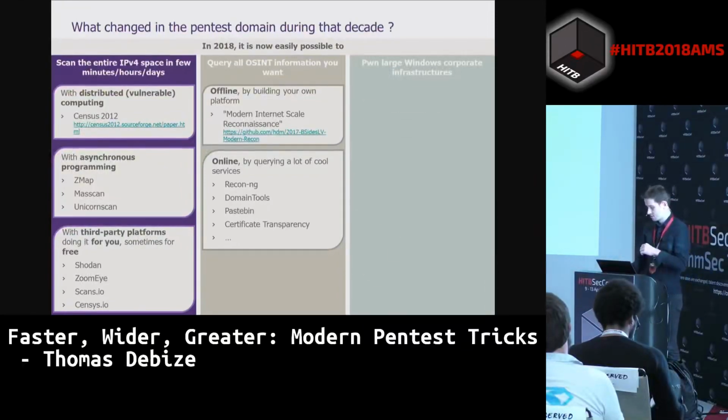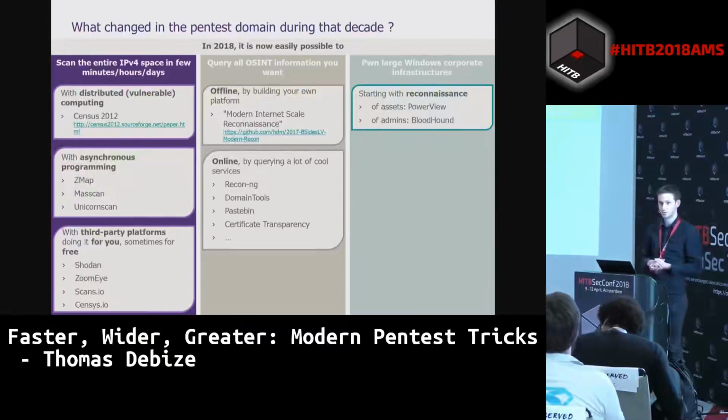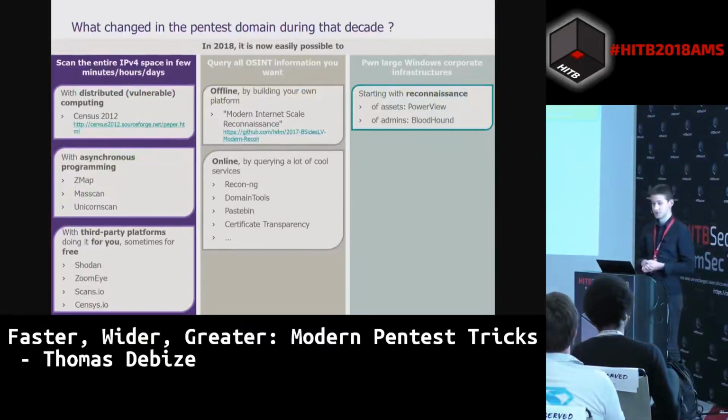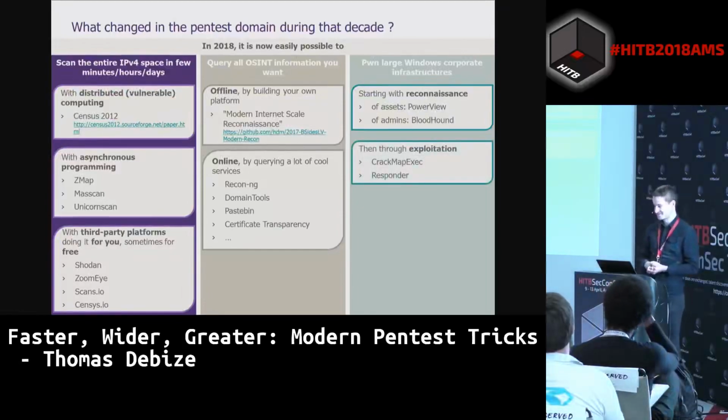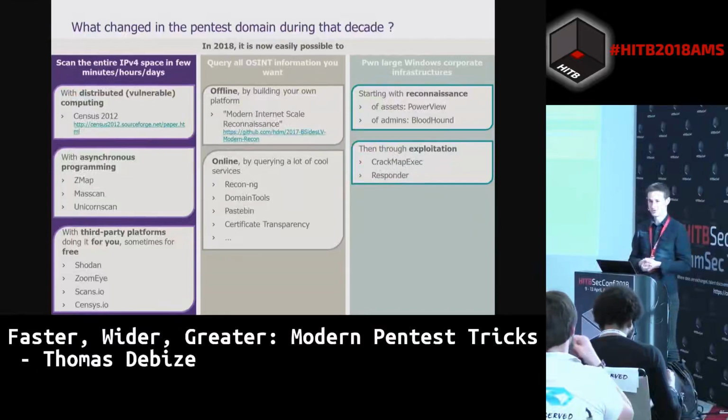And you can, right now, pull large Windows corporate infrastructures with reconnaissance. I hope, guys, you all know PowerView. BloodHound, for sure. Who doesn't know? Who already heard about BloodHound? Okay, cool. So a lot of pentesters here. With BloodHound, you can hunt some domain admins. That's cool. Exploitation, CrackMapExec. Who knows about CrackMapExec? Oh, fewer hands, but still.